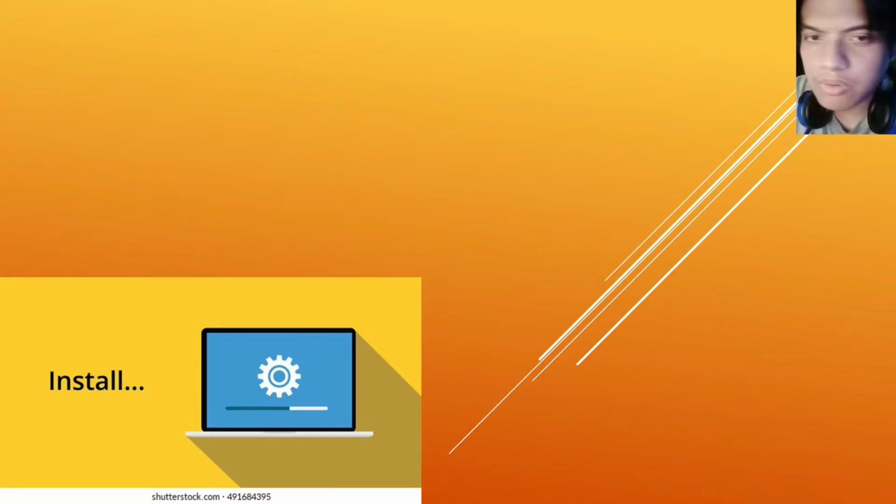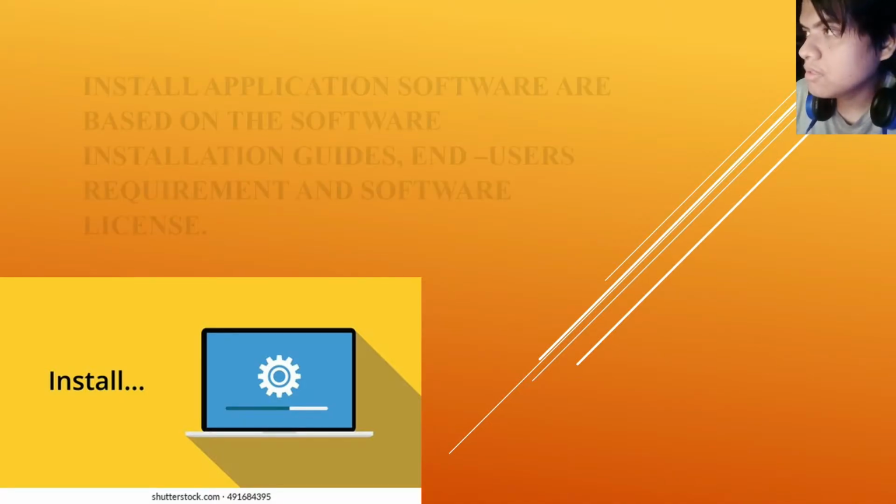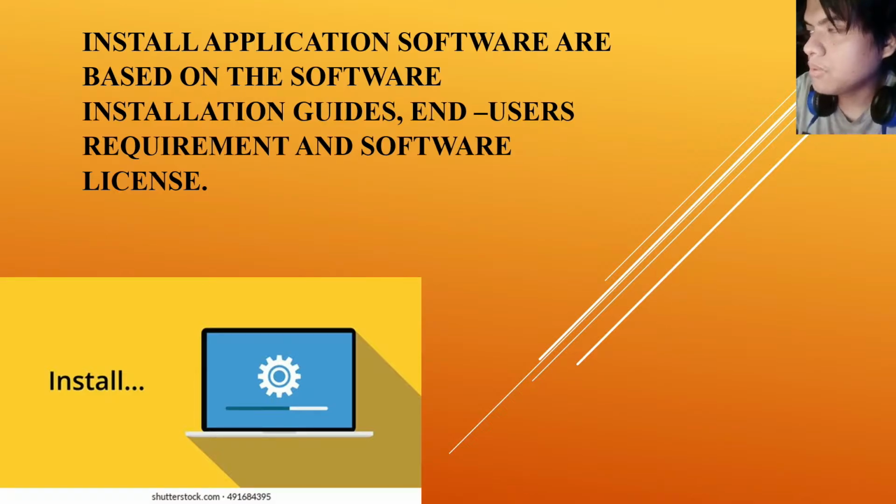So today I will teach you how to install common applications that we use in our computer and mobile devices. For now, I will explain to you some examples of application software and system software. So let's start. Our topic for today is installing application software based on the software installation guides, users' requirements, and software license.